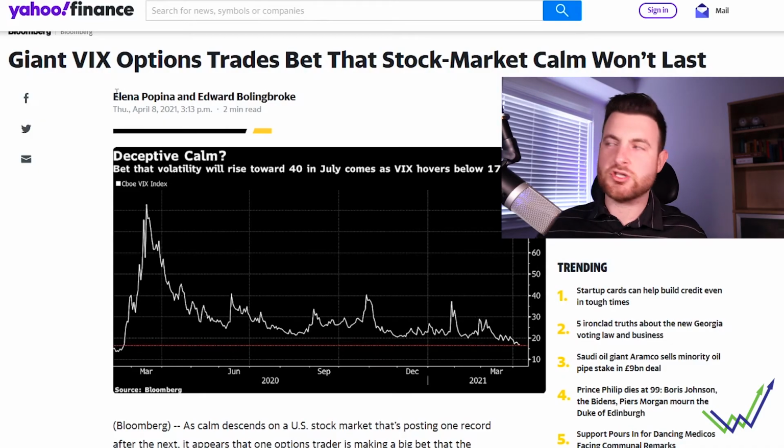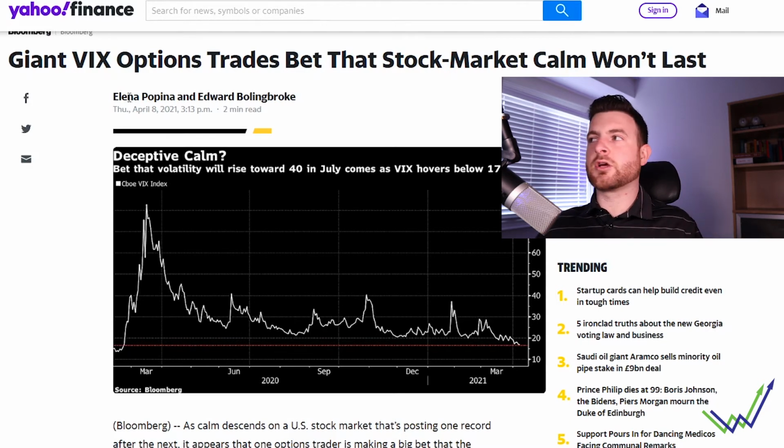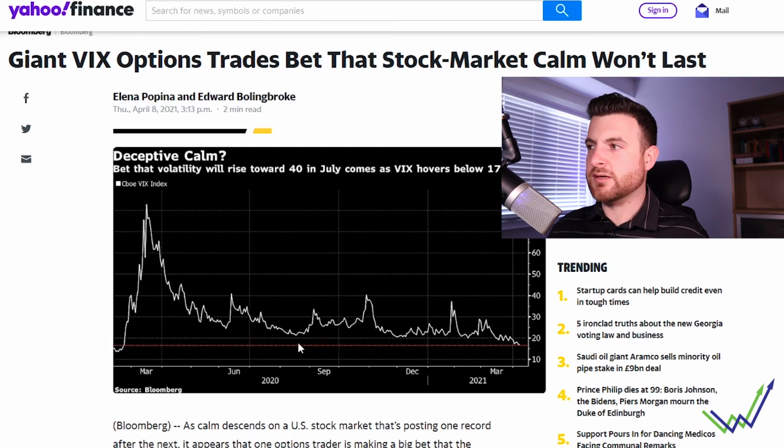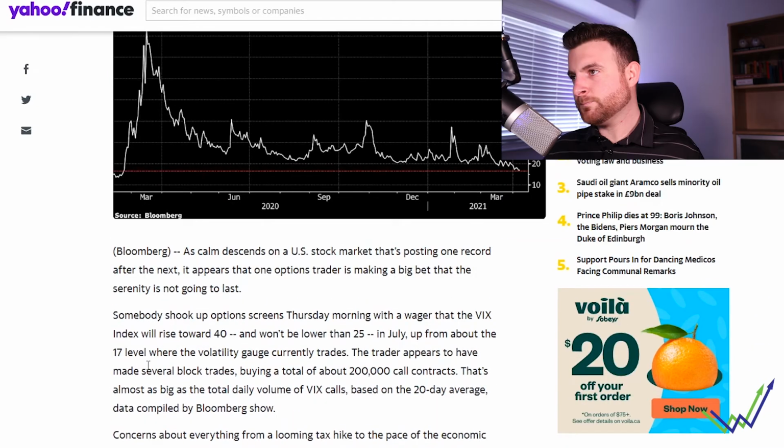calming down. And that brings me into this article that I found called "The Giant VIX Options Trade Bet That the Stock Market Calm Won't Last." So we see in this chart here that it peaked in March. This is the VIX peaking probably around when the stock market is bottoming. It was all the way up to 80. I don't think it had ever got to that height before, but obviously over these past couple months, a year has passed, and it has definitely calmed down to, like we said, that part that we haven't seen since February.